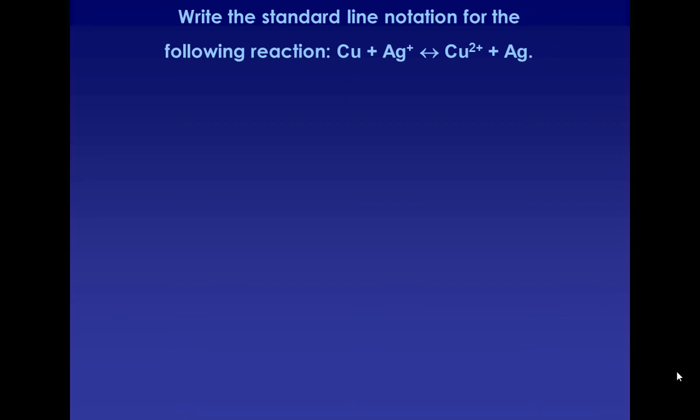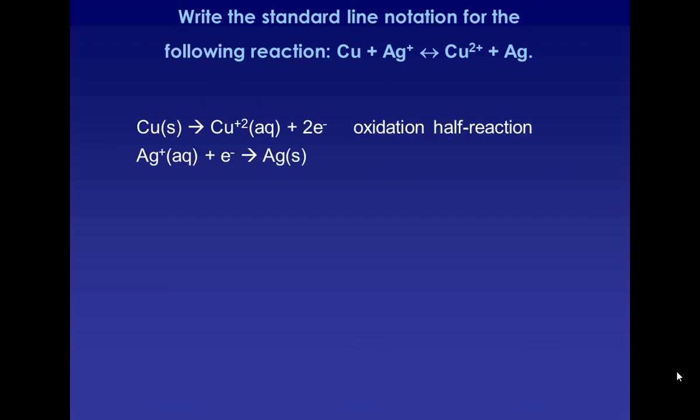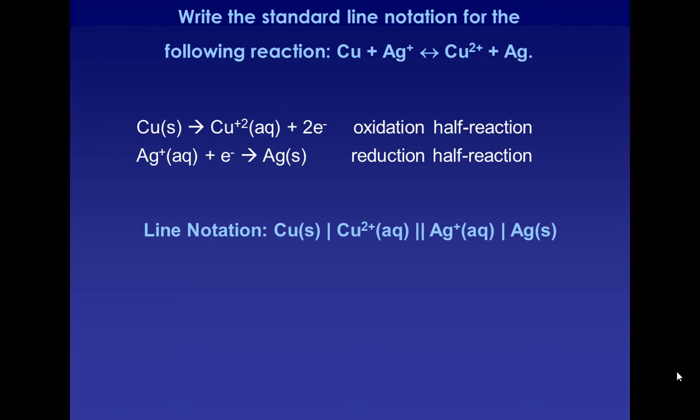So on the left side of our double line, we would have the copper, and on the right side of our double line, we would have the silver. The copper would be written with a single line before the copper 2 plus. Then we would have our double lines. We would see our silver ions, a single line, and then the silver atoms. So again, reactants to products for both half reactions, oxidation, the anode components before the cathode components.